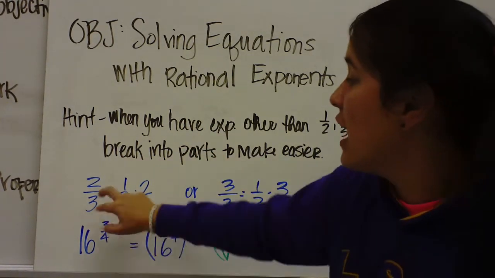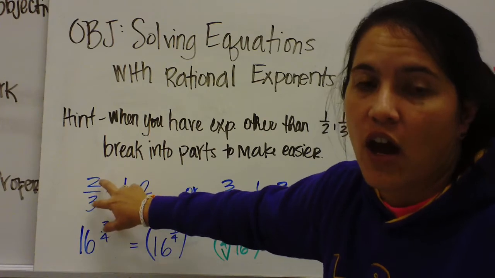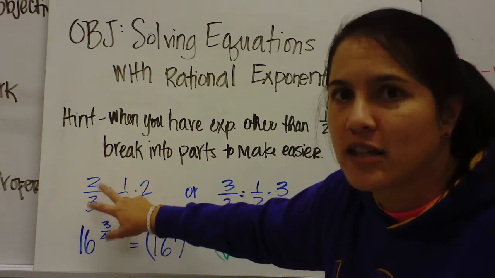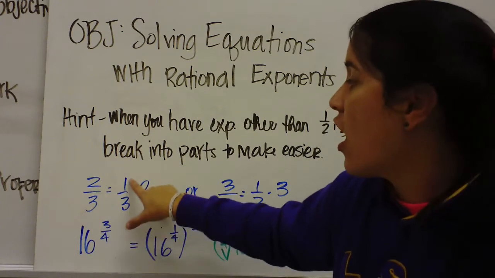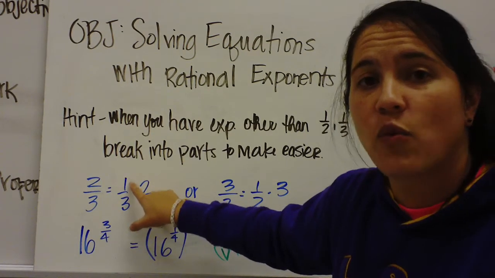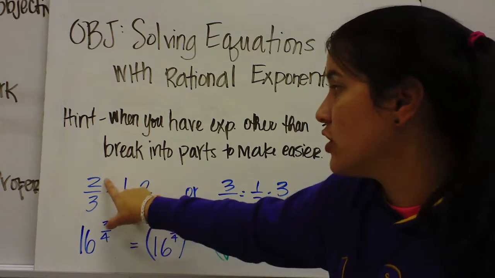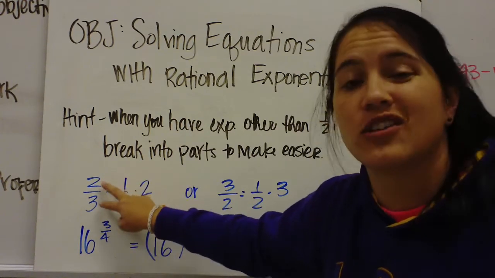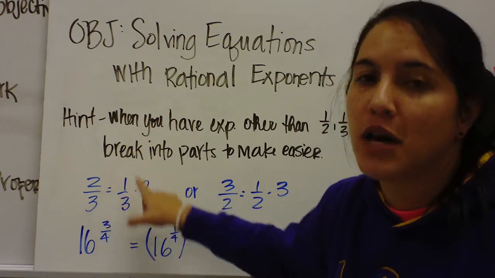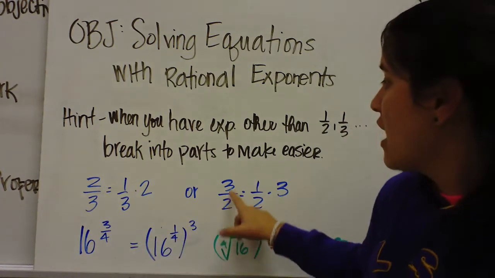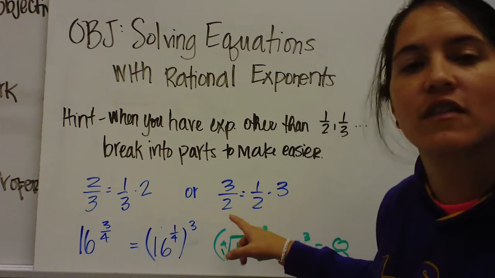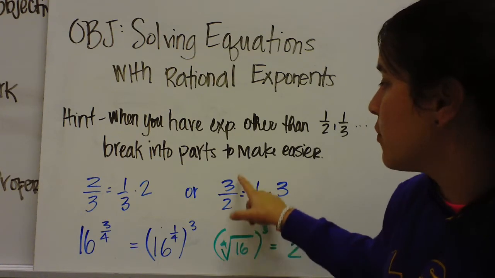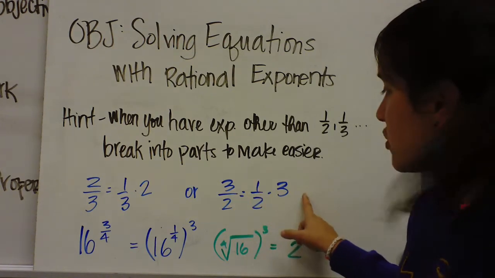For example, if your exponent is 2/3, we have a hard time calculating an exponent of 2/3. So what I'm telling you to do is break it up into two parts. A fraction with a numerator of 1, so 1/3, then times 2. When you multiply this, you still get 2/3, but this will be much easier to calculate. Same thing right here, 3/2. Break it up into 1/2 times 3.